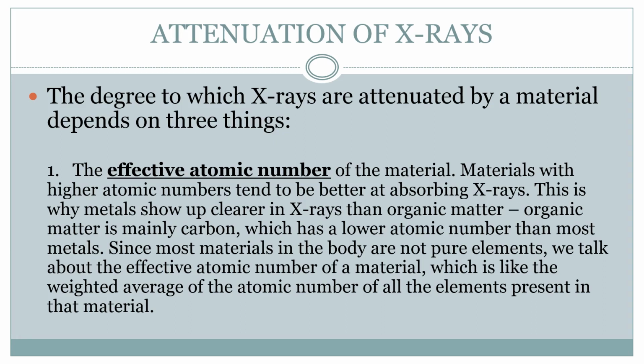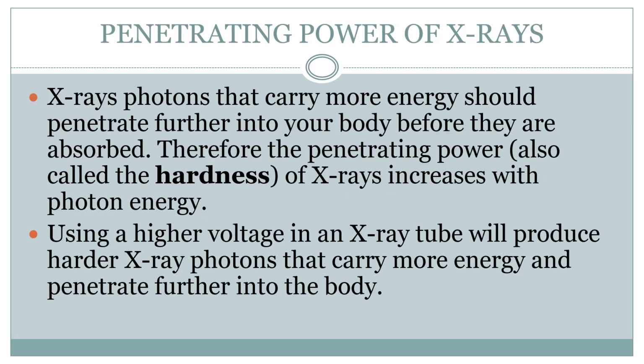Okay, so the last factor is the effective atomic number. The higher the effective atomic number for a particular material, the more likely X-rays are to be attenuated as they pass through that material. Okay, so attenuation is one factor to consider. The next factor to consider when making an X-ray is the penetrating power of your X-ray.